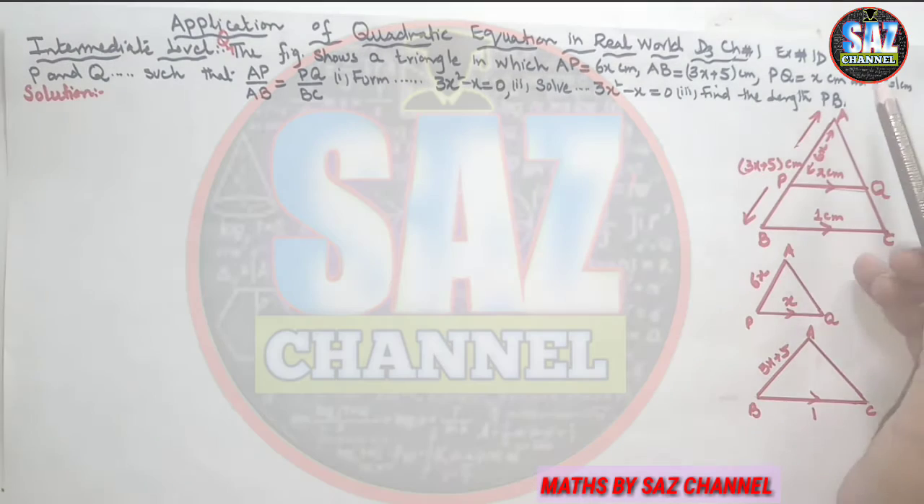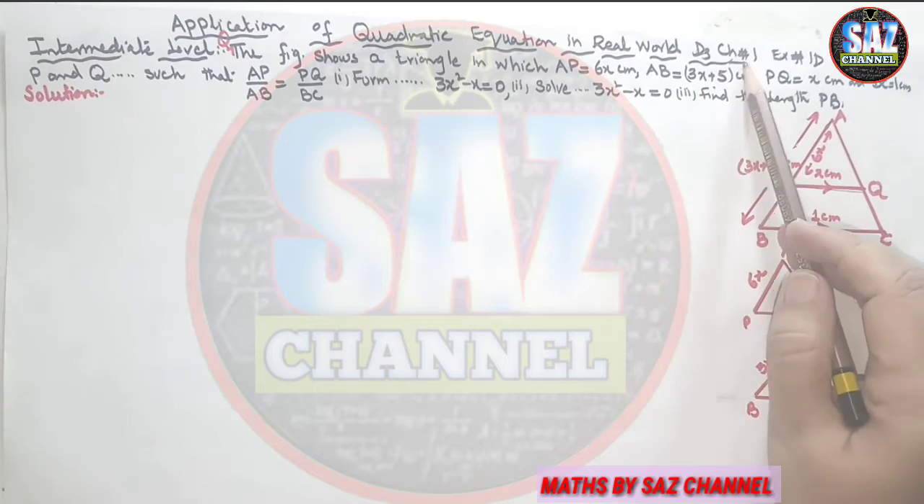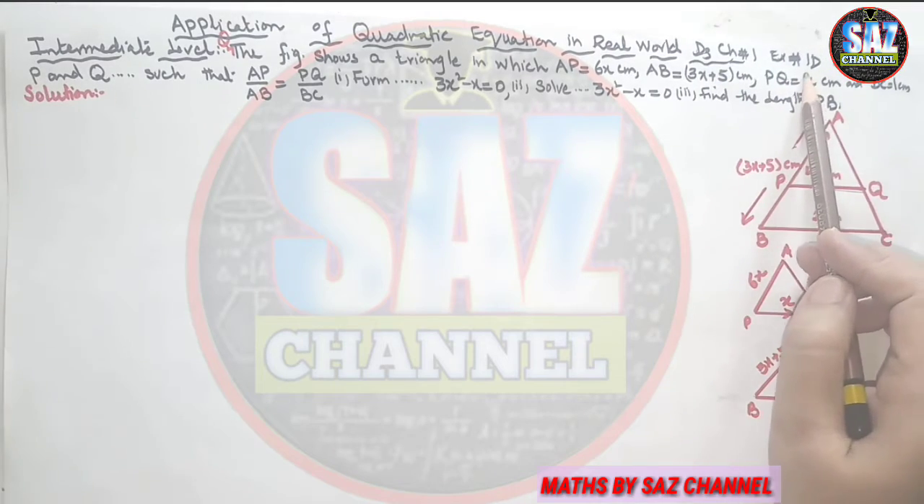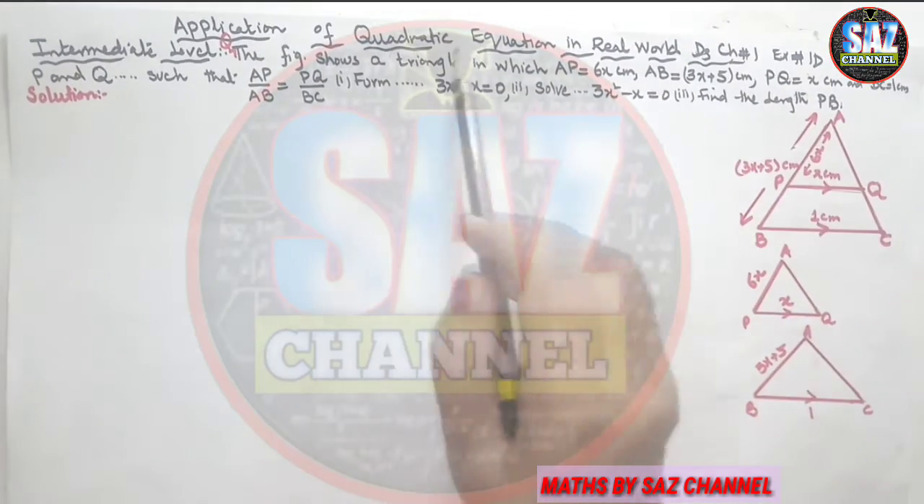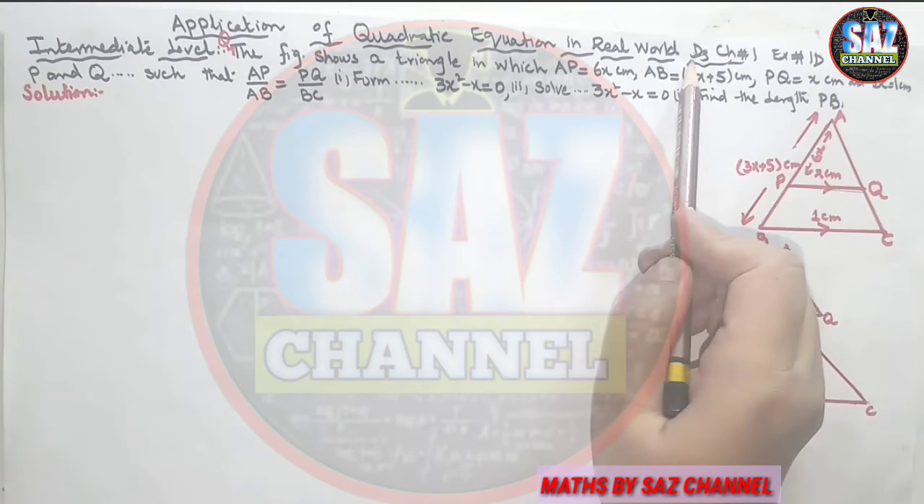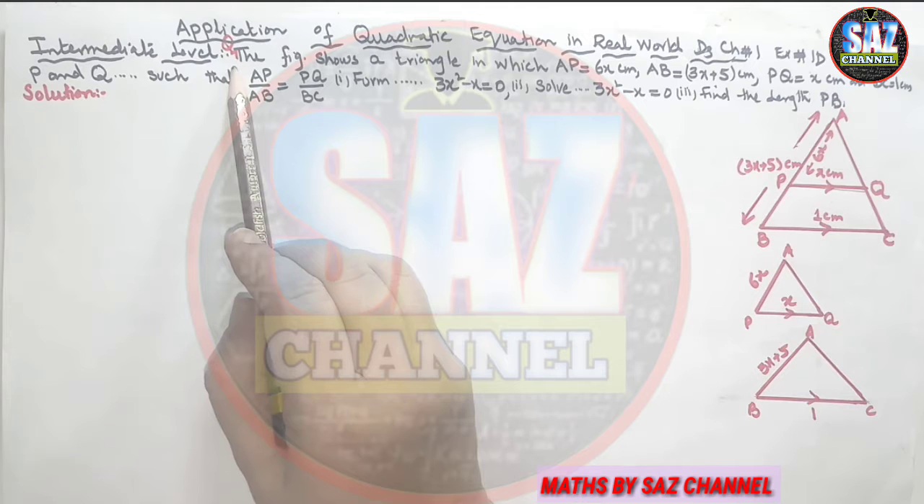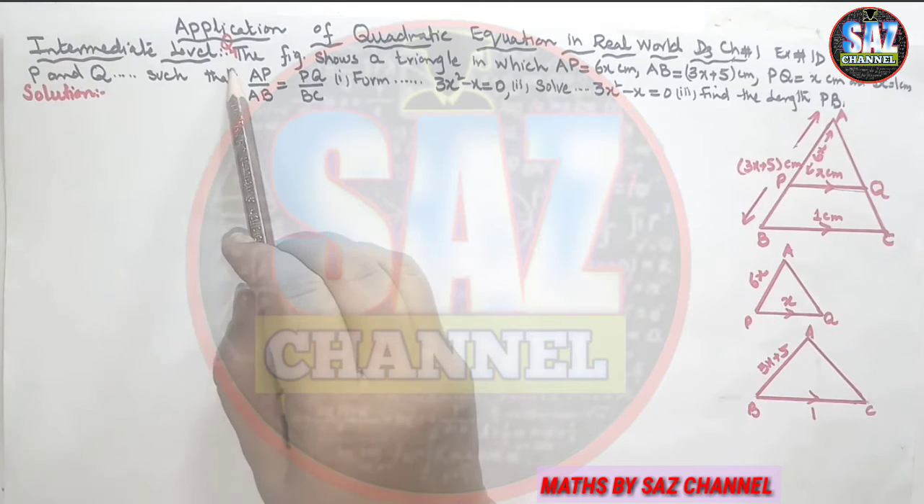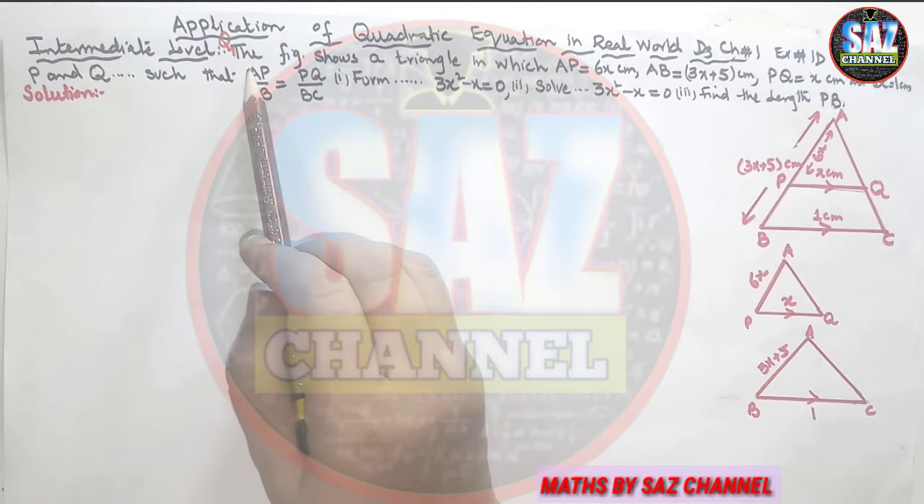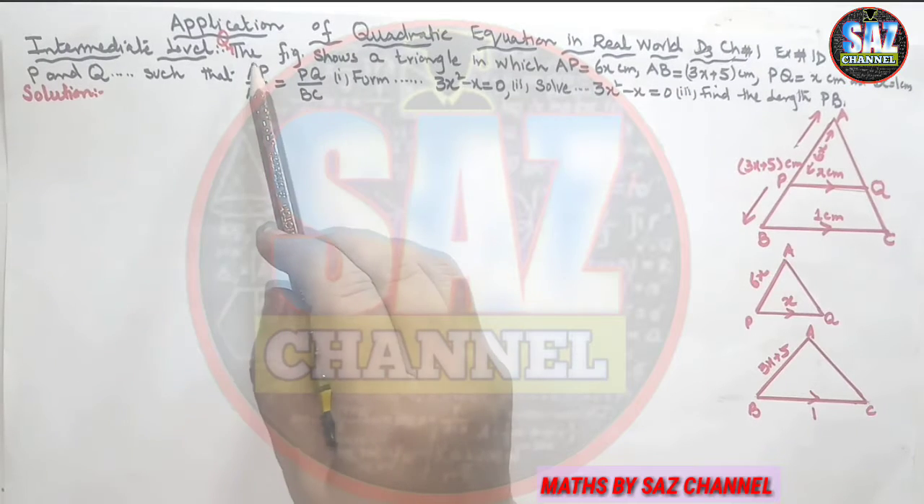This is my third lesson of D3, chapter number 1, exercise 1D, about application of quadratic equation in the real world. In this lesson, I will solve question number 7. First, let's read the question. As the question is lengthy, I've written it in short form.